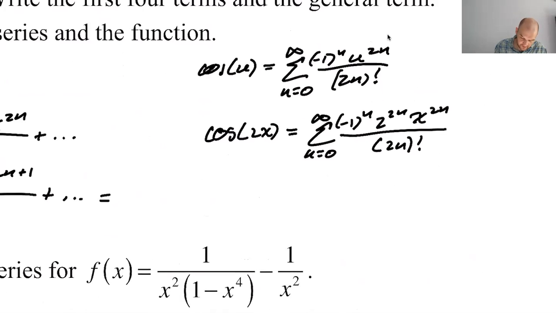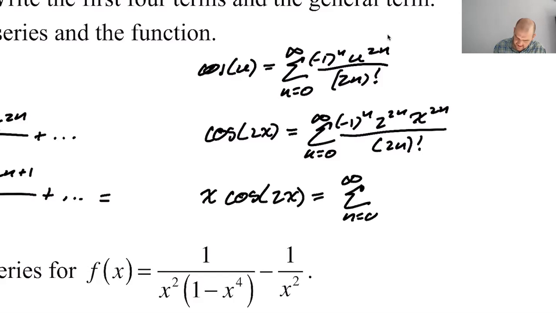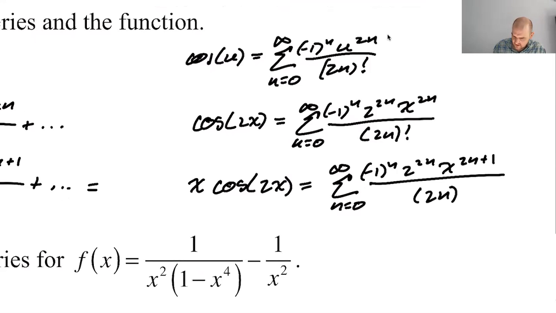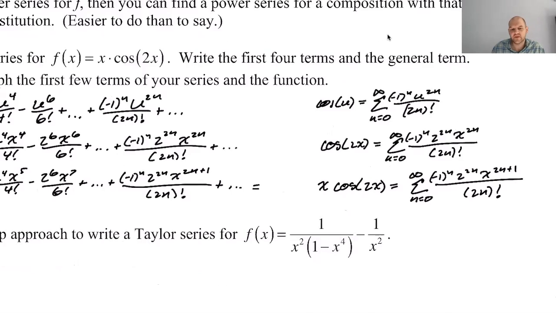And so if we multiply through by x and use our properties, I can bring that x in, and then it'll be -1 to the n, 2 to the 2n, x to the 2n plus 1, because x to the 2n times x to the first, you add the exponents, over 2n factorial. Just like that. It's not bad.